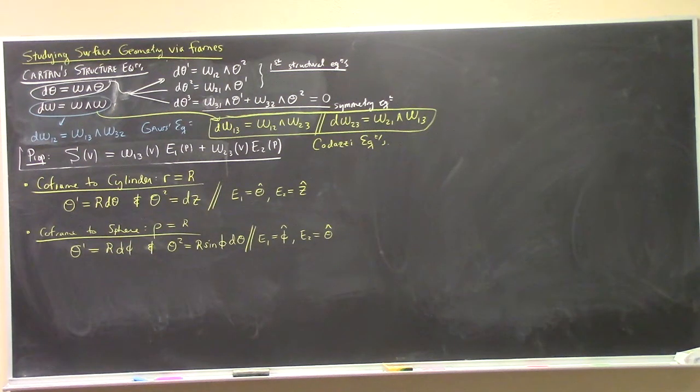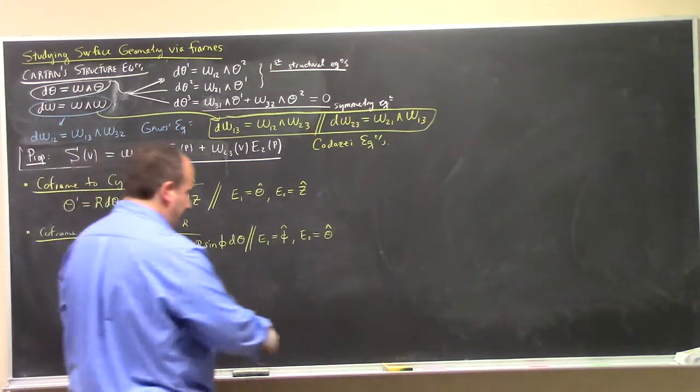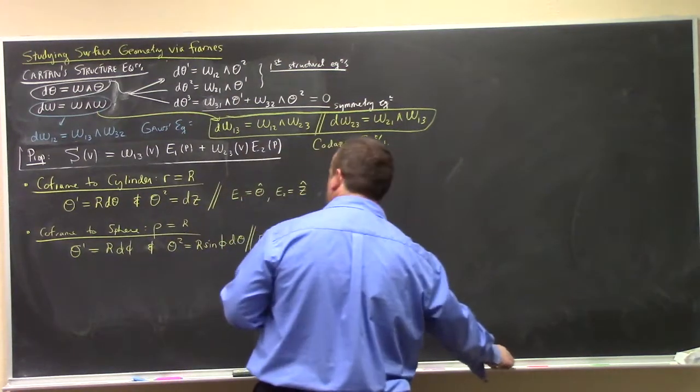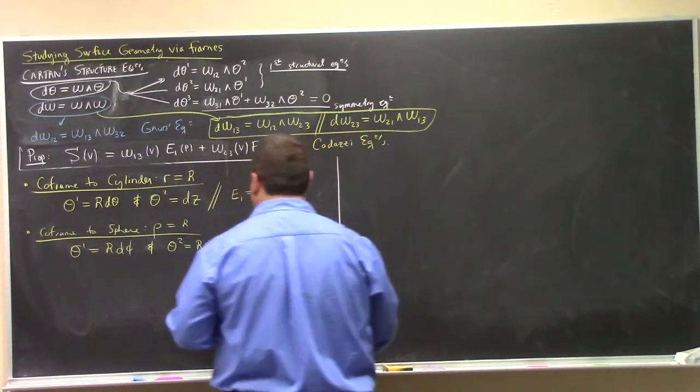Okay, so now that we have these, we can calculate the connection form. This is very neat, because now we're in a position to calculate the connection form for a cylinder or a sphere using these. We can use the structure equations to calculate the, so I will make myself some room here. Poor planning on my part.